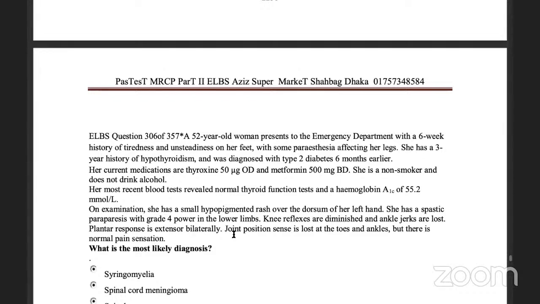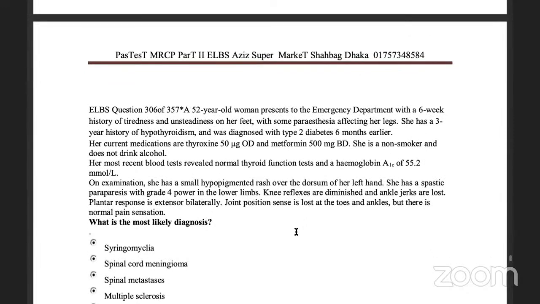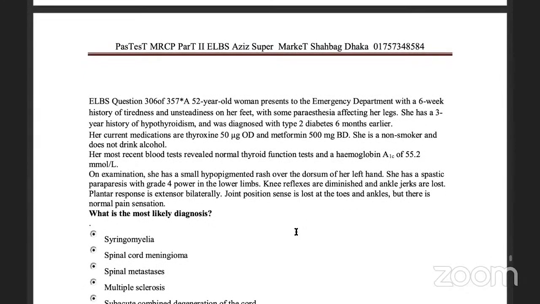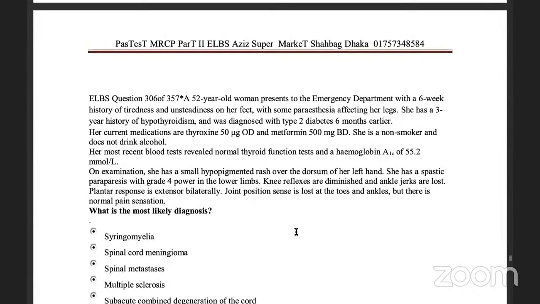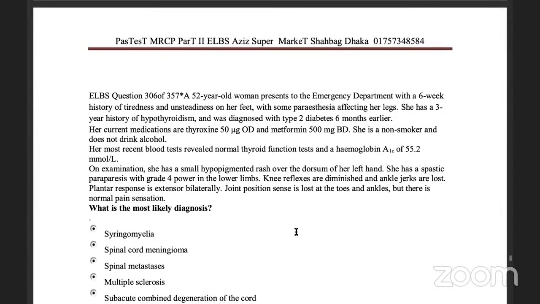Bilaterally, joint position sense is lost at the toes and ankles. There is normal pain sensation. What is the most likely diagnosis? Syringomyelia, spinal cord meningioma, spinal metastasis, multiple sclerosis, or subacute combined degeneration of the cord.